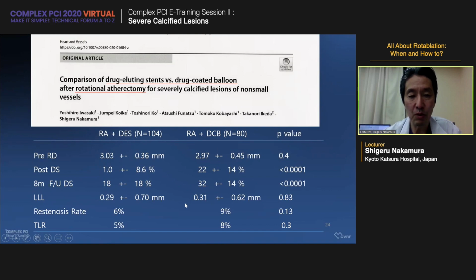And late lumen loss, Rota plus DES 0.29, Rota plus DCB 0.31. And the restenosis rate is 6% and 9%. So TLR is 5% and 8%. And this is not so bad if we try to do aggressive rotablation.